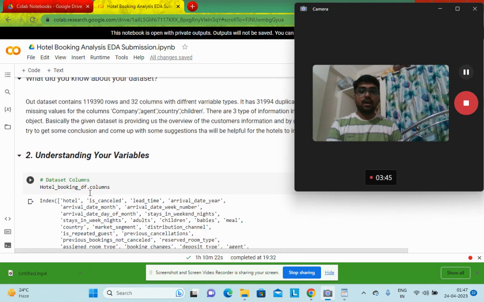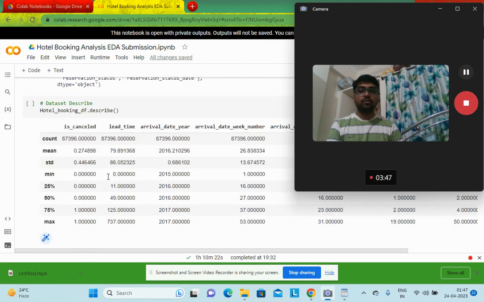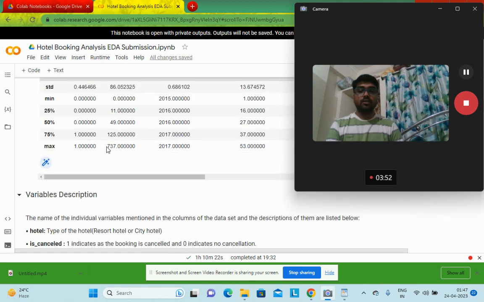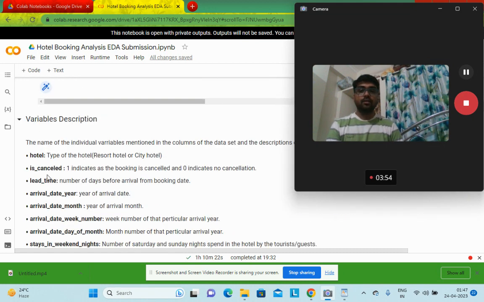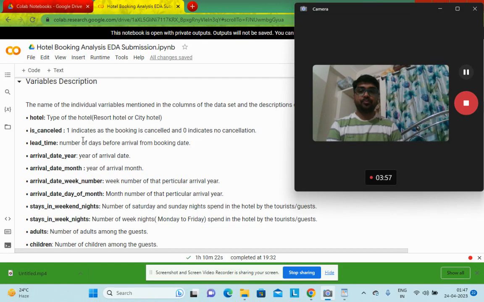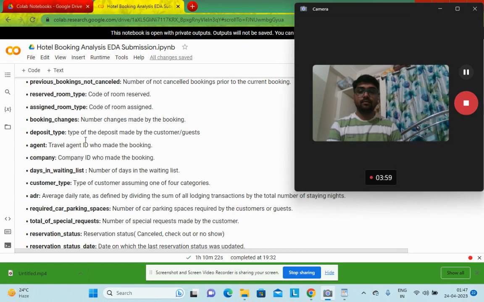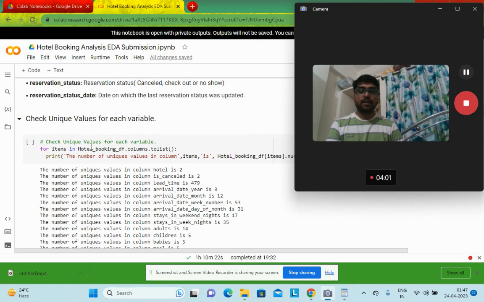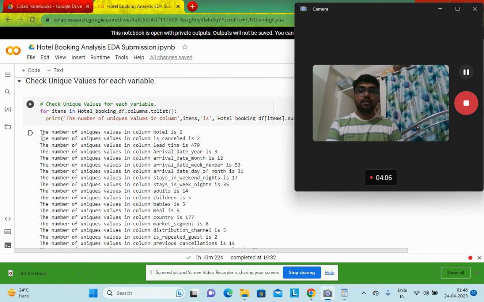Next, I have checked the variables and also used the describe function here, and I have described all the variables here. Next, I have checked the number of unique values in each column. For example, the number of unique values in column hotel is 2, the number of unique values in column is_cancelled is 2. Similarly for all the columns, it will show the number of unique values.